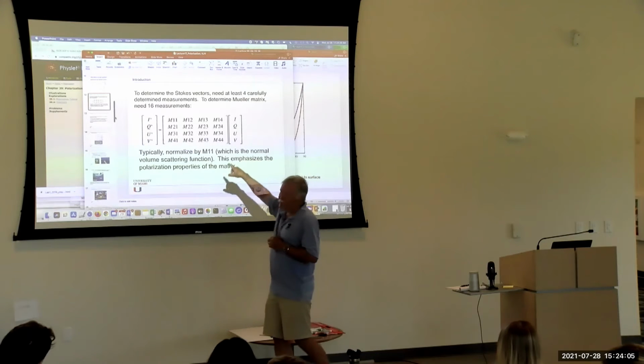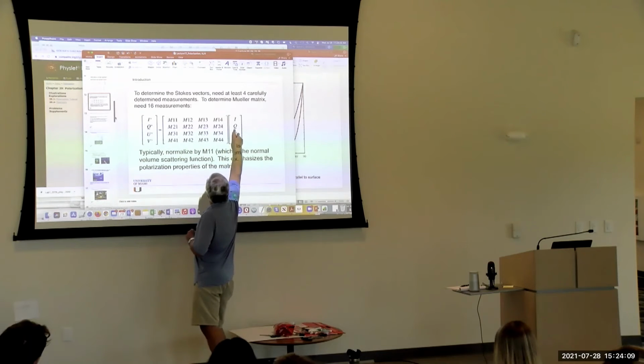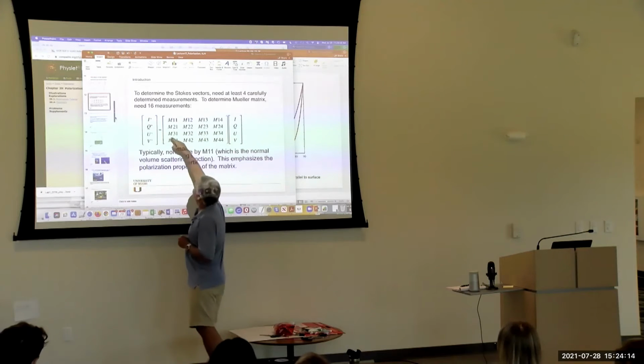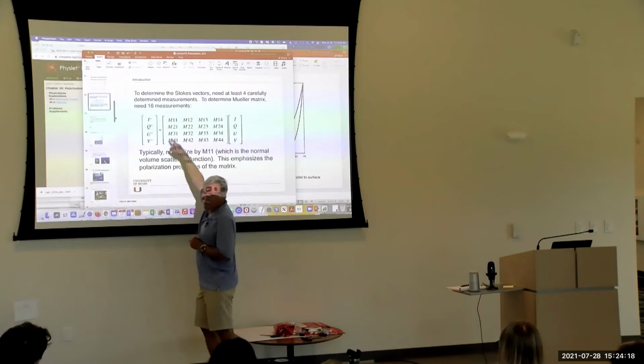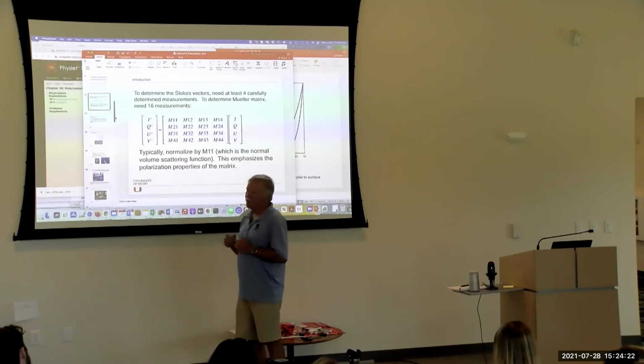To get the Mueller matrix, you have to do 16 different measurements. You have to put in a known polarization state and measure what the Stokes vector is coming out. Put in another one, and the same thing. So you need 16 combinations to get the Mueller matrix out.